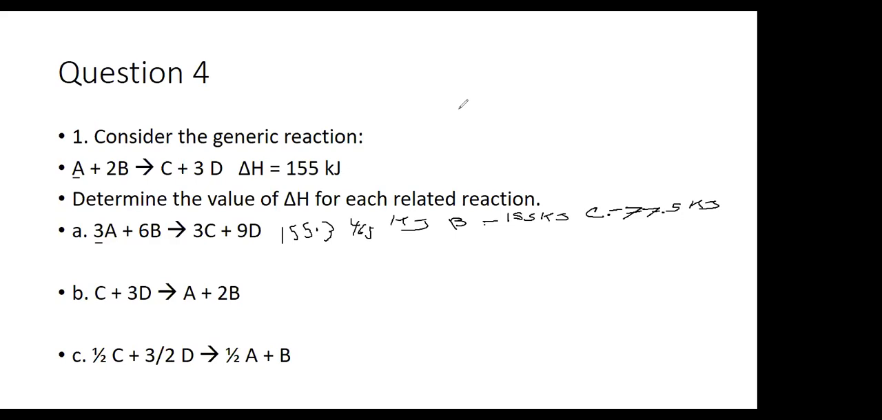And we basically multiply them all by 1/2. So instead of A, we have 1/2 A. Instead of 2B, we have B. And when you multiply your reaction by 1/2, you also have to multiply your delta H by 1/2. So C is negative 77.5 kilojoules.